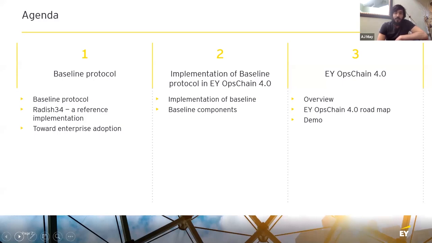Next, we're going to hear from Will. He's going to talk about how and why we decided to take OpsChain, which is our flagship blockchain application that enables enterprise companies to do business on the blockchain, and make it baseline compatible and move it to the public Ethereum mainnet. Finally, Marco is going to tell us more about OpsChain. He's going to talk about the product's vision. And after that, he's going to give us a brief demo of what the development team is currently working on.